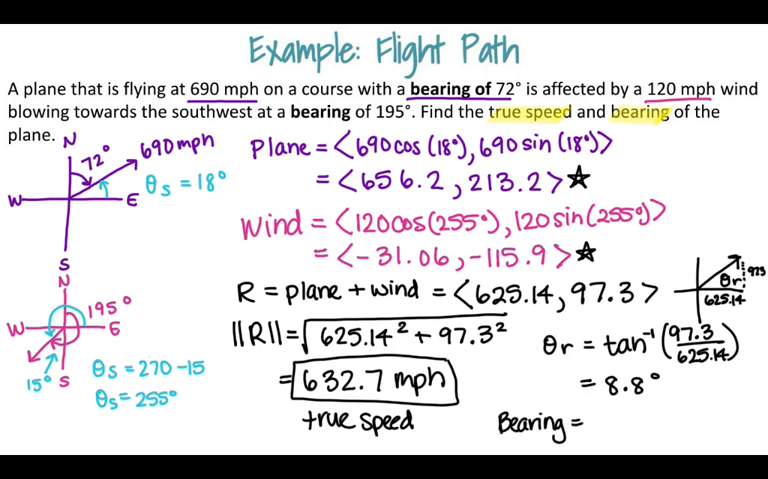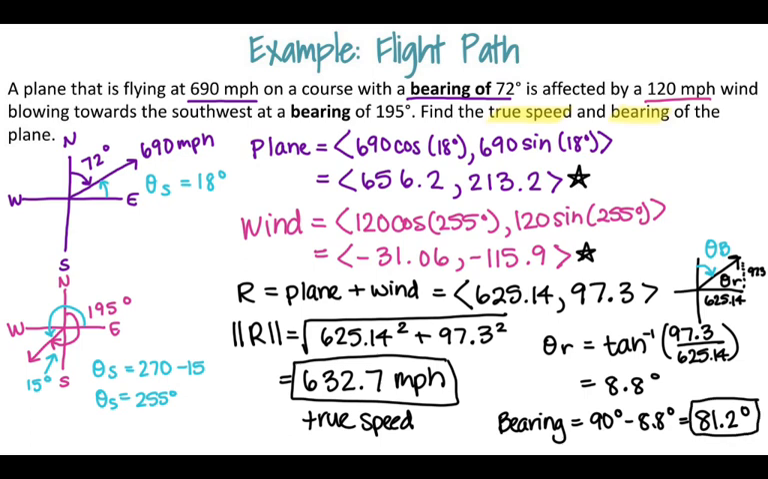The bearing is an angle that starts from due north and heads clockwise. So I'm starting here and heading towards the vector. I'm going to label this as theta b, since it's my bearing. To calculate the bearing, I would take 90 degrees minus my reference angle of 8.8. So 90 minus 8.8 is 81.2 degrees.